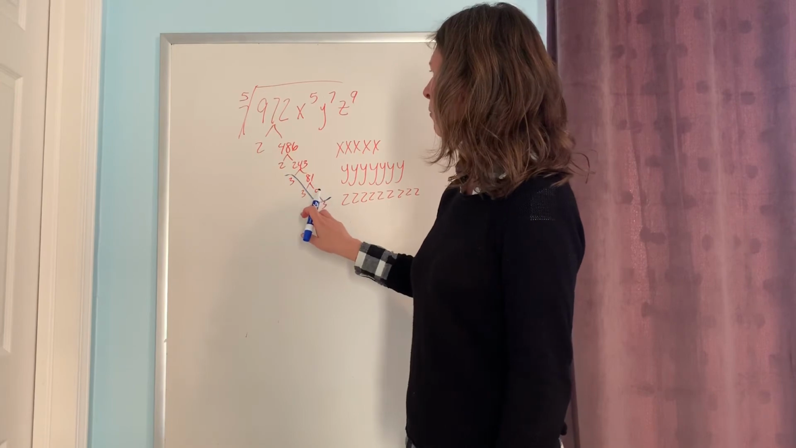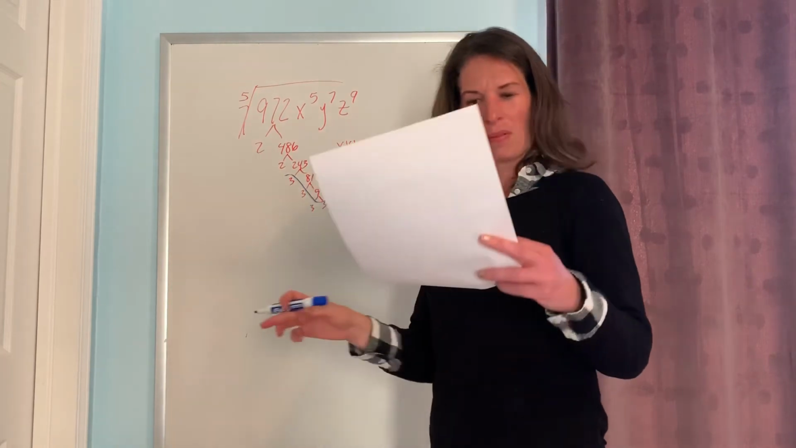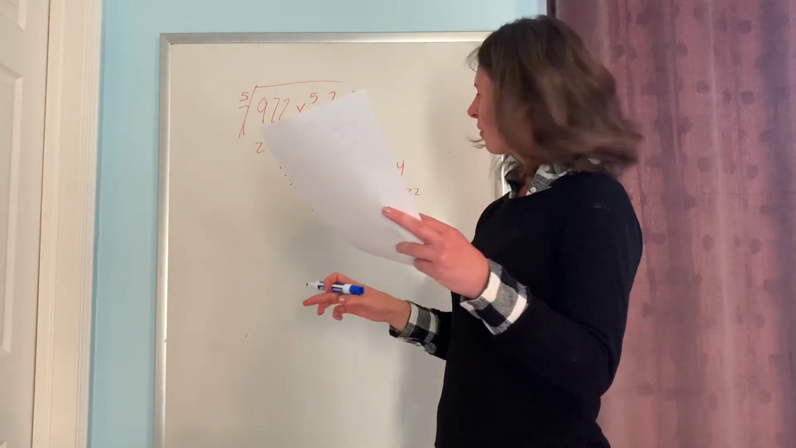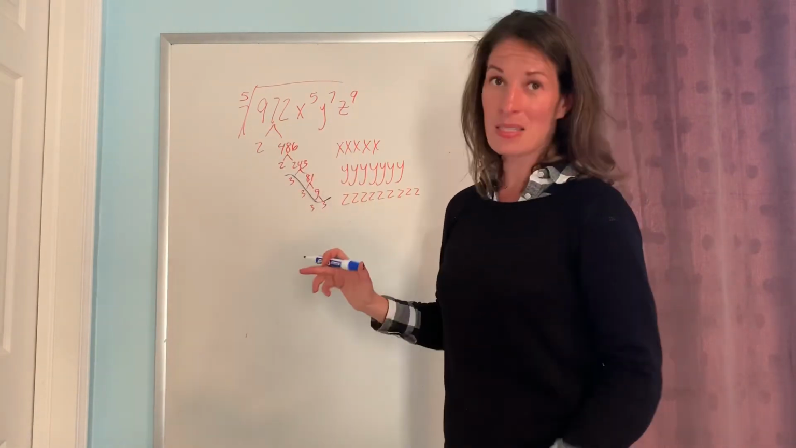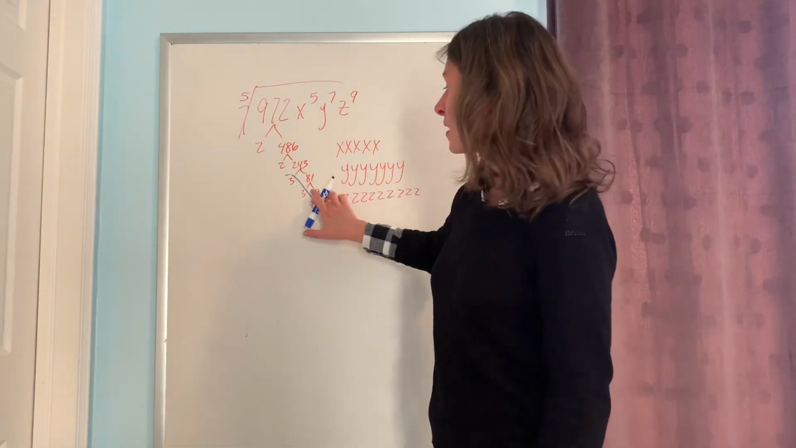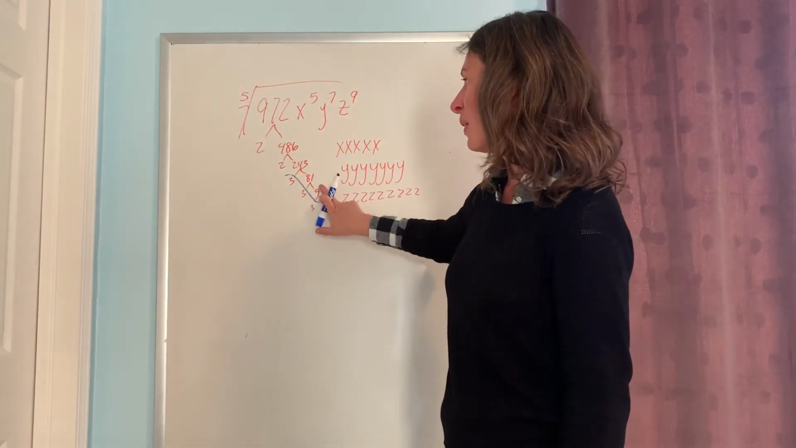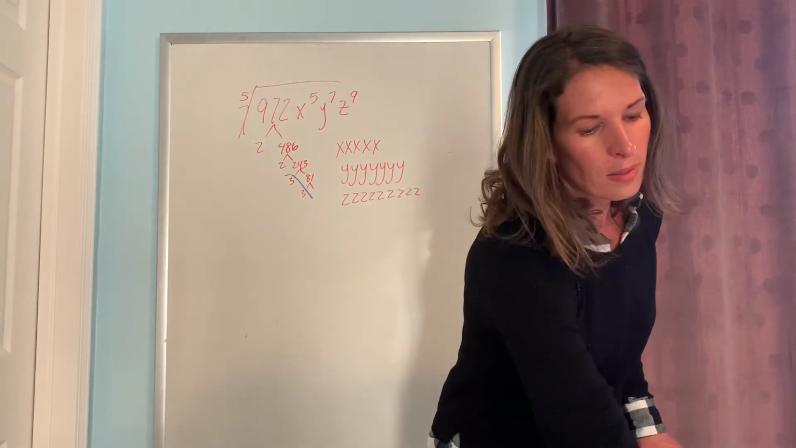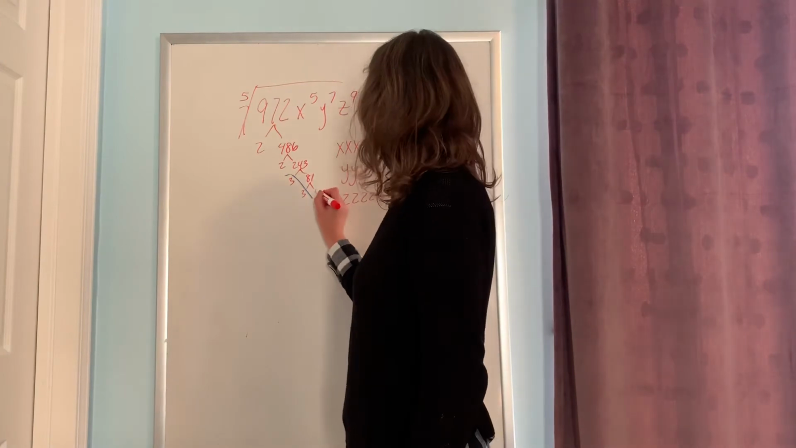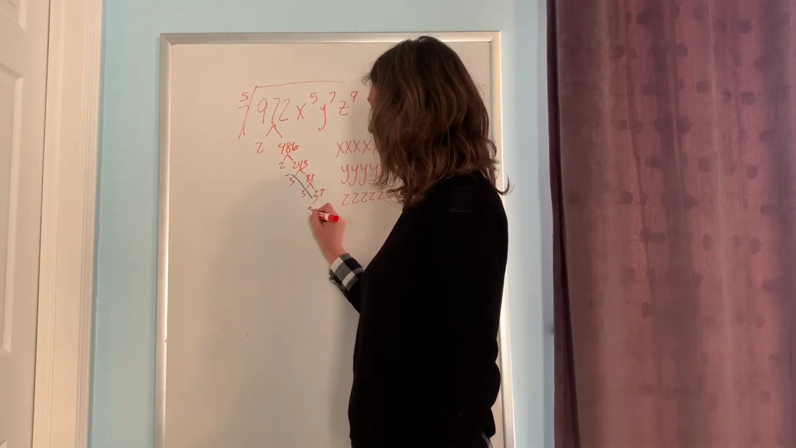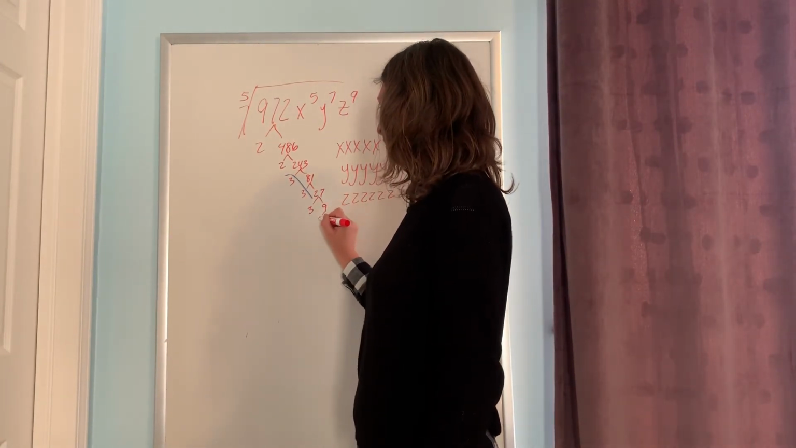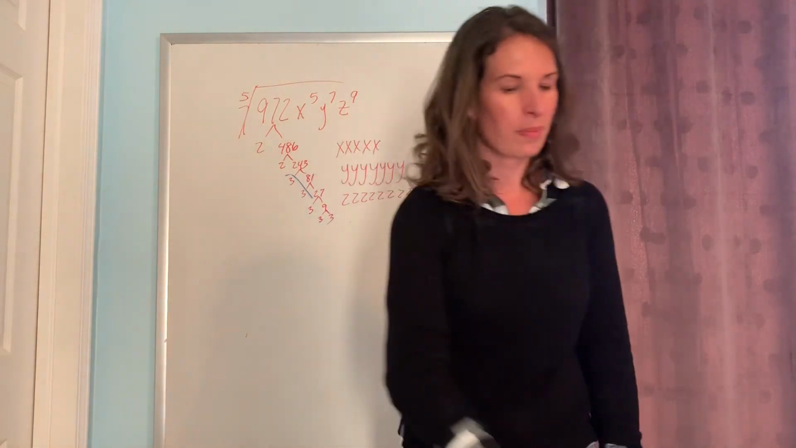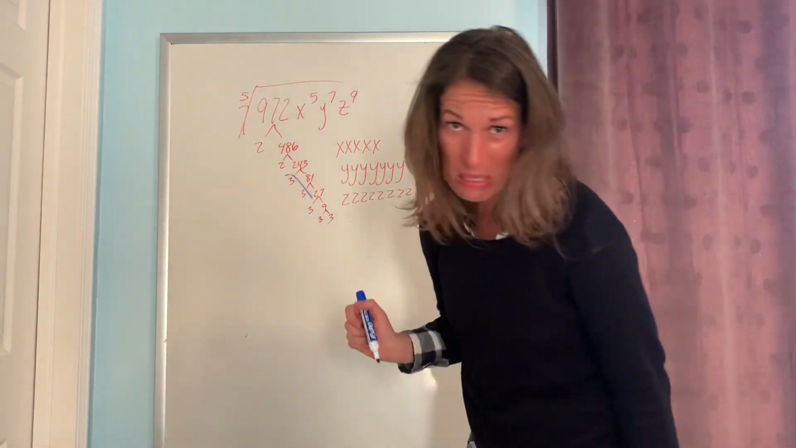There should have been another 3 there. Oh, that's because, guys, I made a mistake, I'm sorry. That's because 81 divided by 3 is 27. Sorry. 27 divided by 3 is 9, and 9 divided by 3. So now let's circle our groups of 5.